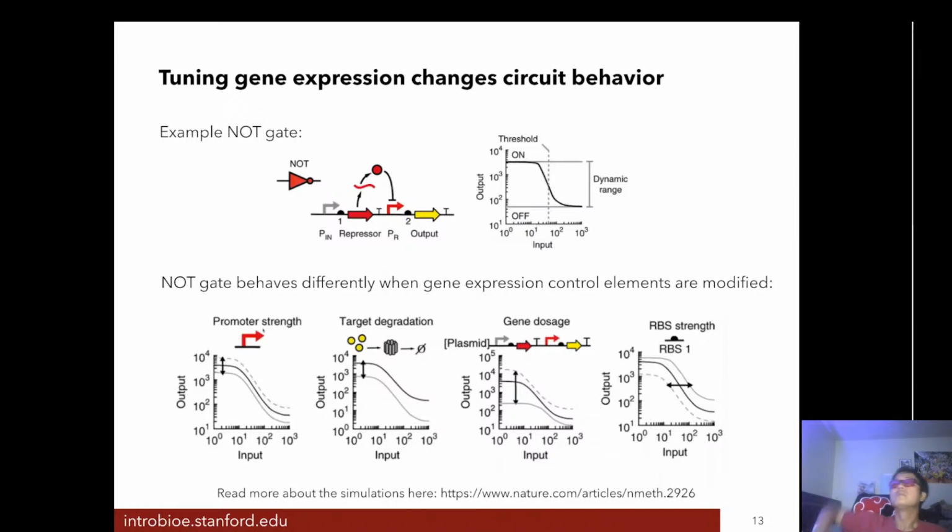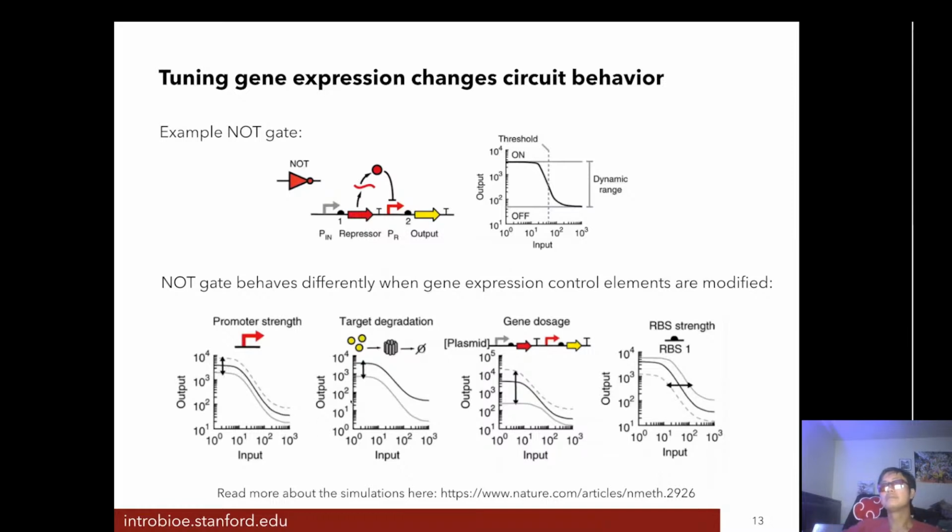Now, if you change different parts of this NOT gate here, then the circuit will behave differently. So for example, if you change the strength of this second promoter, this red output promoter, then you can change the whole circuit's output. So if this black line is the original circuit, and you increase expression or the activity of this red promoter, then you can shift the entire curve up. You basically will be producing more output protein all the time. Even as you try to turn it off, you'll still get more than you would have originally. And if you decrease this promoter strength, then you can shift it down.